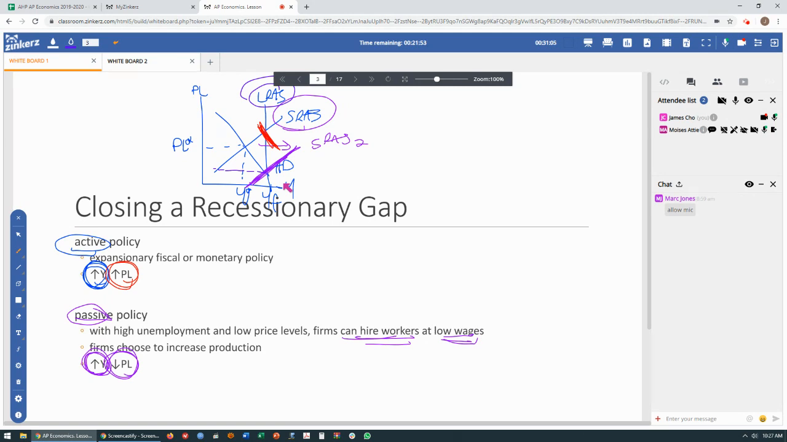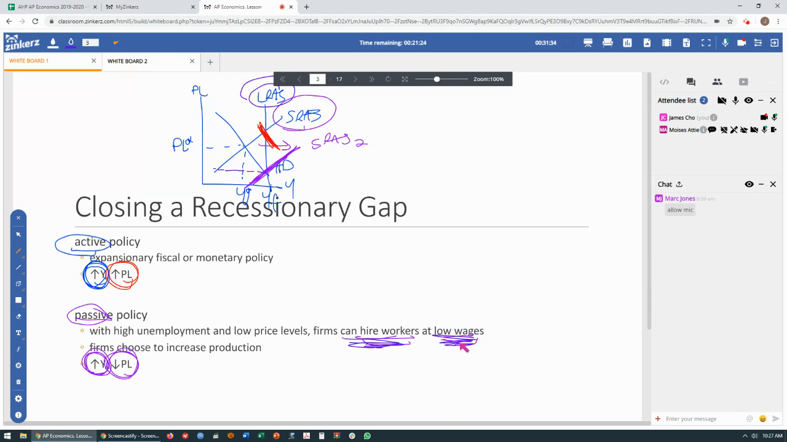So what did we do here? We hired more workers at low wages. That has something to do with the price. Do prices matter in the long run? Not really. So our long run aggregate supply has stayed the same. Remember, the only thing that moves around LRAS, long run aggregate supply, is the quantity and the quality of your resources. Did we get more resources?